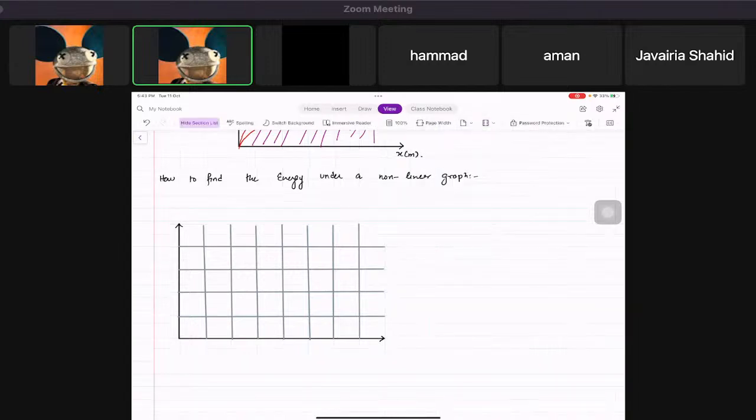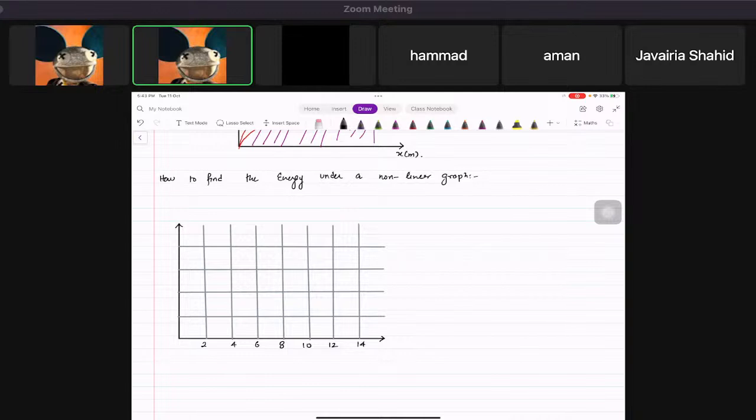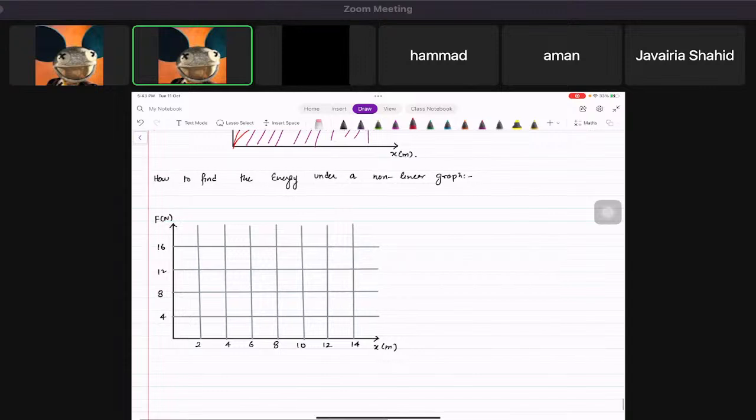Alright, so suppose this is 2, 4, 6, 8, 10, 12, 14, and this is 4, 8, 12, 16, and so on. This is force and extension, and this is meters. And now you have been given the loading curve like this.